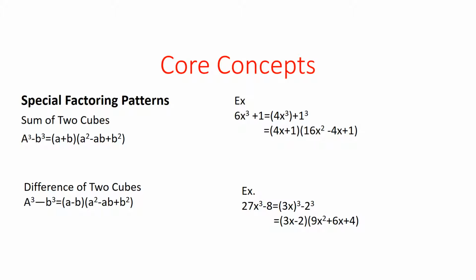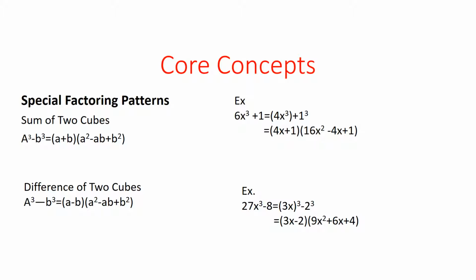Sum of two cubes, which is a to the third plus b to the third, which equals a plus b in parentheses times a squared minus ab plus b squared in parentheses. An example for that is 64x cubed plus 1, which equals 4x cubed plus 1 cubed. And then the sum of two cubes is 4x plus 1 times 16x squared minus 4x plus 1 in parentheses.